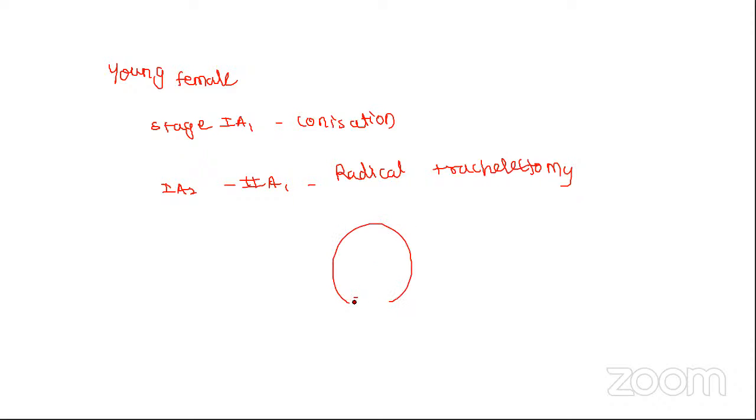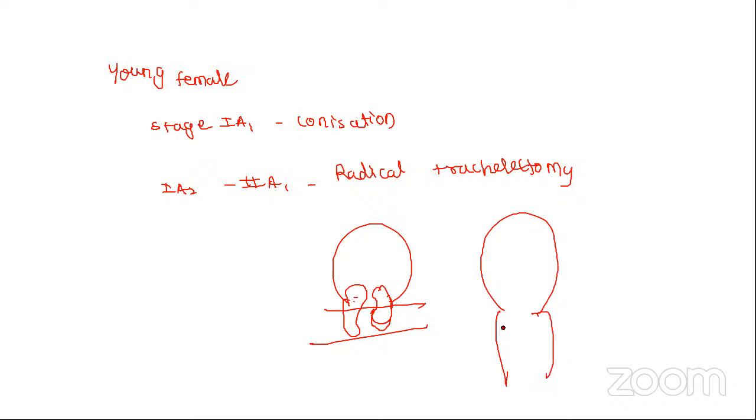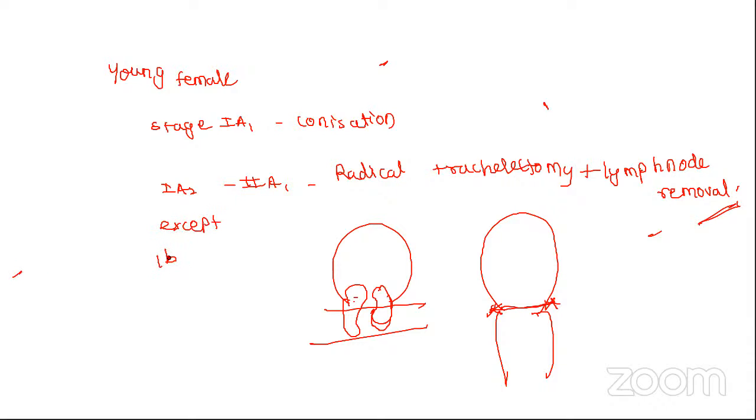where you amputate the cervix till you have a cancer-free margin, and then you tie it off. Then you put a stitch. And you also do lymph node dissection. So in future, the mode of delivery for her will be by cesarean section. Again, this is except 1B3.